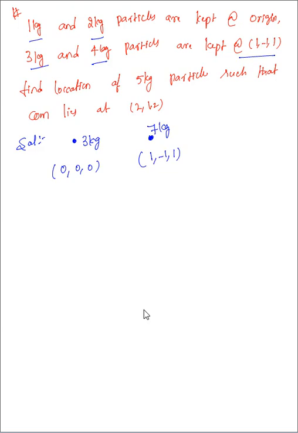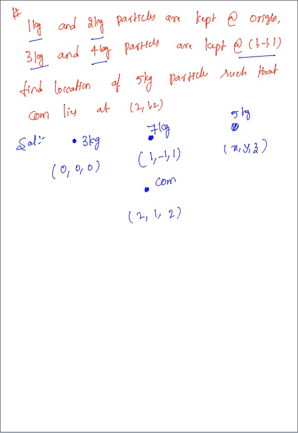Next, where is the 5 kg particle? We don't know, so we need to calculate it. Let me choose its coordinates as x, y, z. We need to calculate the x, y, z values. Now if you observe here, the center of mass coordinates is given. The COM coordinates are given as 2, 1, 2.